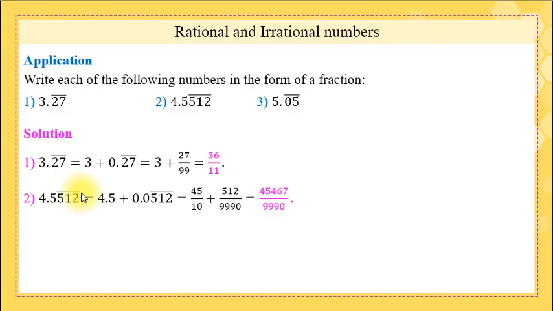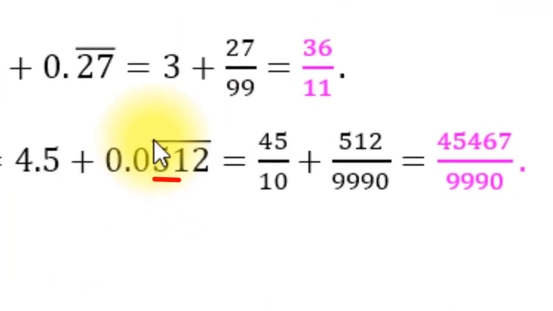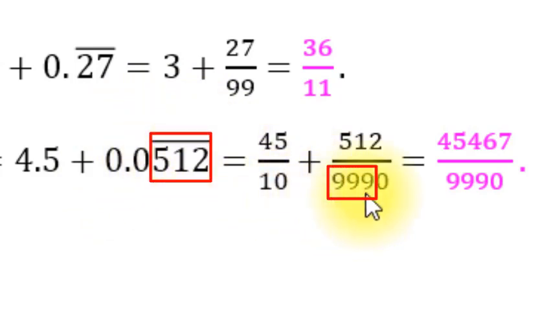4.5512 bar. We decompose this number as follows: 4.5, and we get 45 over 10. Then 0.0512 bar, we get 512 over 9990. Pay attention here. We can understand this number as follows. We have three numbers having a bar notation, so we write these three numbers in the numerator. We have four numbers after the point, so the denominator should contain a 4-digit number. Three of these four numbers contain the bar, so 999, and finally we write 0.